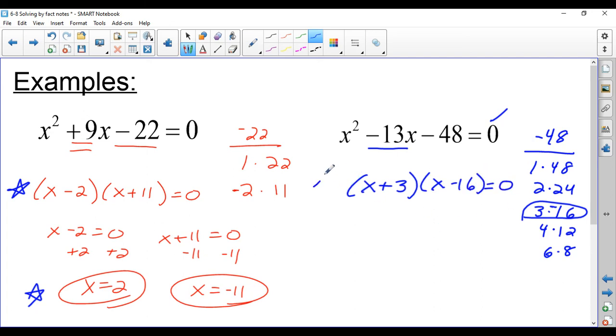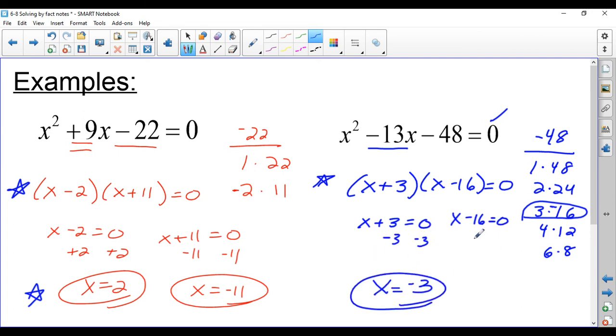I show that factored form. That must be shown. I can do this work, or you can do it in your head if you figured out the pattern. Set each factor equal to 0 and solve. My answers are x is negative 3, x is positive 16. And again, that step must be shown. So you have to show 2 of these steps. If it helps you to show the middle steps, that's fine.